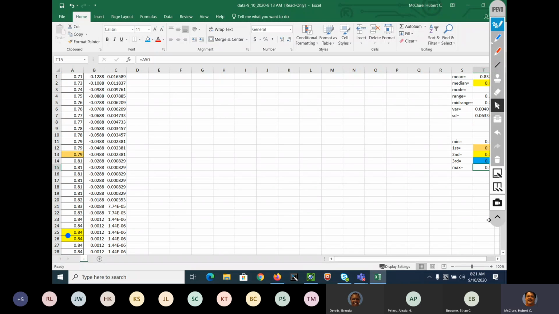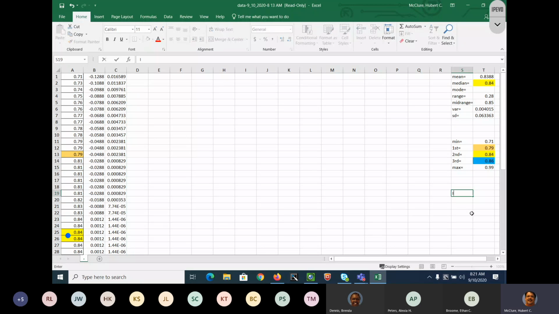Okay, so now what's left? Well, the only thing left is interquartile range. So the interquartile range, and the formula I gave to you the other day, is the third minus the first. That's the third minus the first.